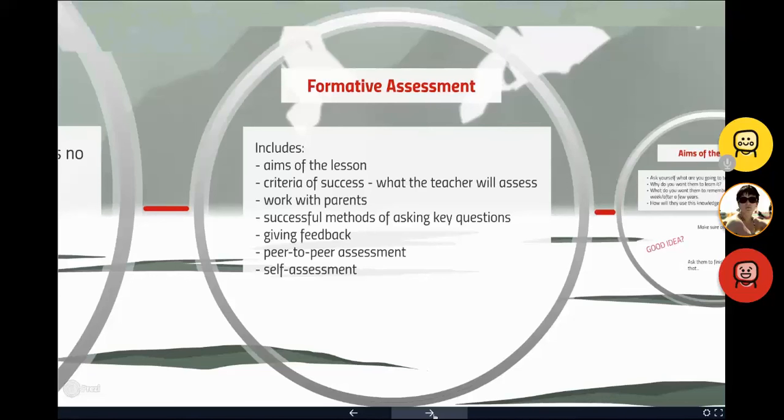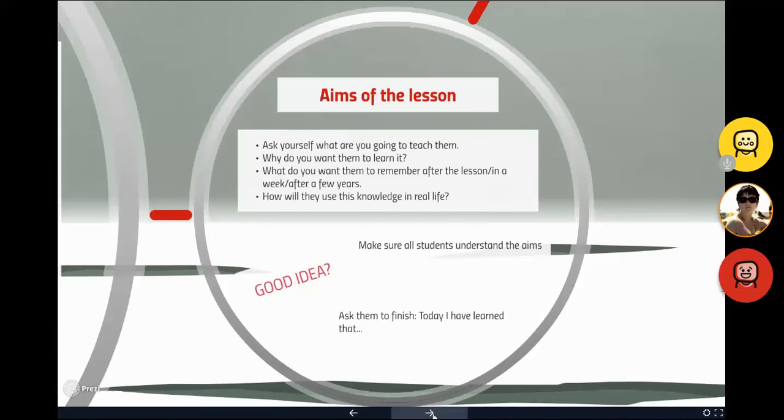So I'm going to talk a little bit about each of these steps so that you could understand what the process is about. Aims of the lesson. Before you enter the classroom and you, as a teacher, want to give a lesson, you have to ask yourself a very important question. What am I going to teach them?